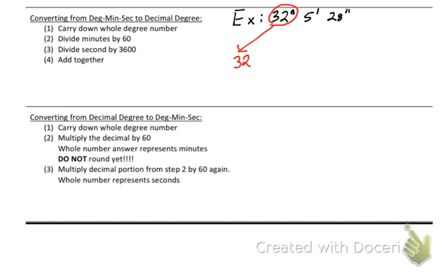Then we're going to divide the minutes by 60. We're going to divide the seconds by 3,600. We're just going to add them to the 32. So that's going to look like this. We're going to go plus 5 divided by 60. So that 5 just comes down here. Plus 28 divided by 3,600.